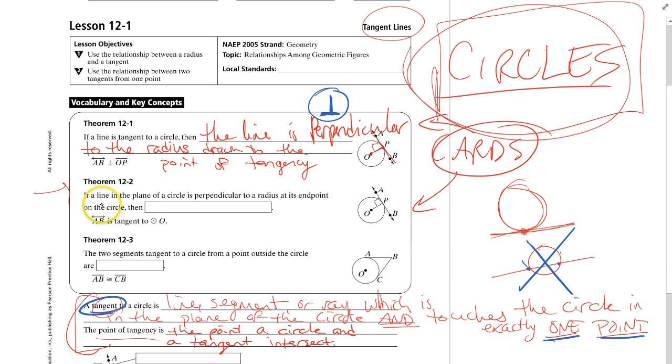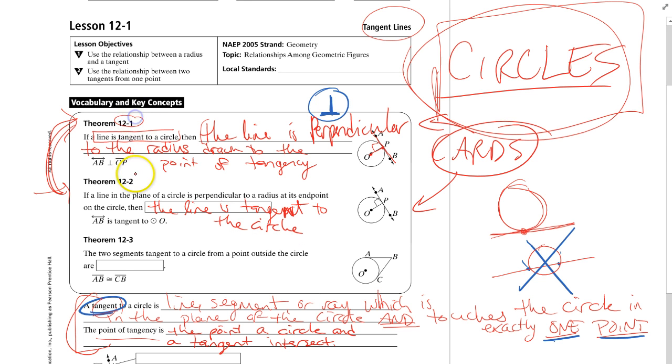Card number 2. If a line in the plane of a circle is perpendicular to a radius at its endpoint on the circle, then, oh, wait a minute. Hey, these guys are converses of each other. I'm just trading the hypothesis with the conclusion. So the conclusion from the first one now becomes the hypothesis here. If we've got a line perpendicular to a radius at the endpoint, then the line is tangent to the circle.